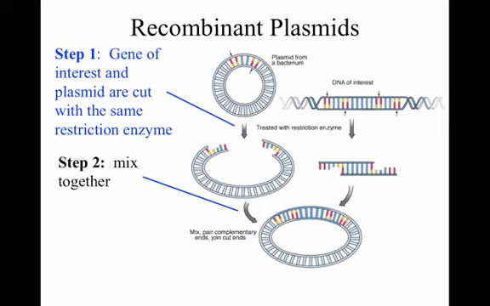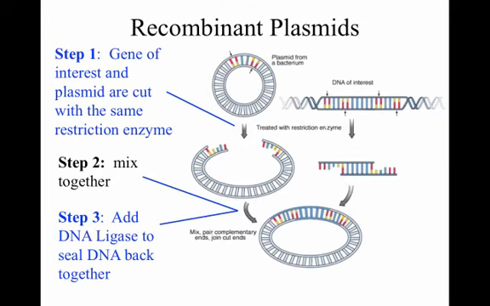Next, I have to mix them together in the same tube. That's to allow those sticky ends to meet up with each other. Now, realistically, what's making the sticky ends stick together at that point is hydrogen bonds, which are not strong enough to keep that recombinant plasmid all together. So step 3 is I'm actually going to add another enzyme called DNA ligase, and that's going to reform the covalent bonds to seal the DNA back together.